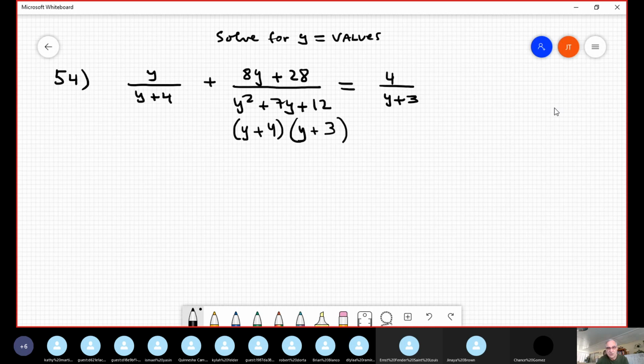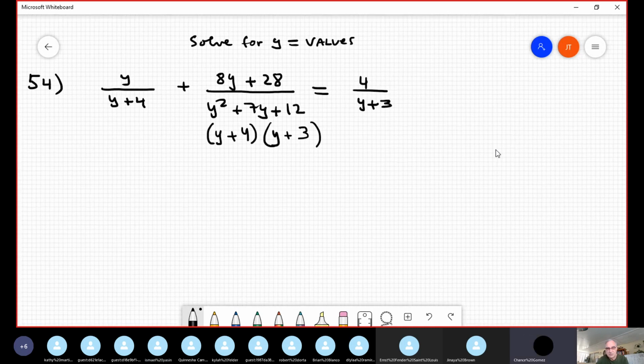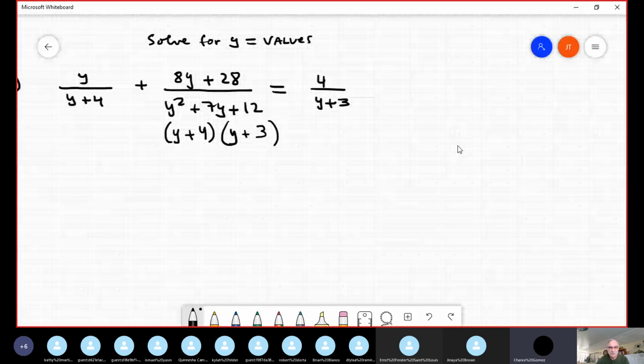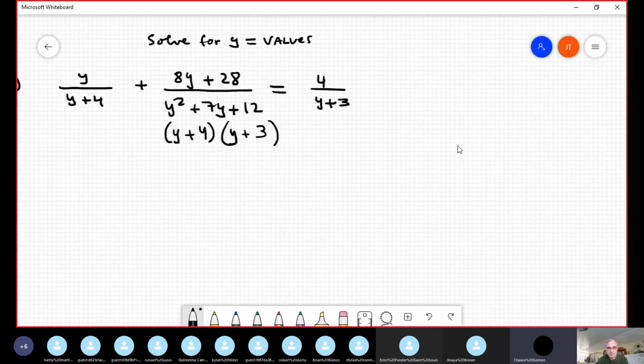What's the next step? Chance. Okay, so you would factor y to the second plus 7y plus 12 using the AC method. Yeah, LCD, right? What is the LCD in this case? The LCD is y plus 4 and y plus 3. Absolutely perfect.